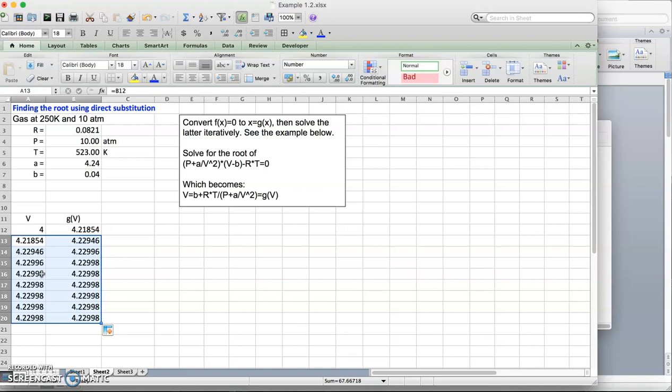I hope you learned how to find the root of a function using direct substitution. In the next video, we're going to talk about a third method, which is bisection, and we're going to see how we can use bisection to find the root of the same function. So stay tuned, and thanks for watching.